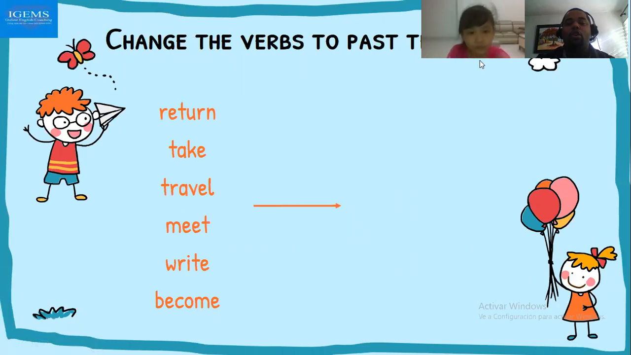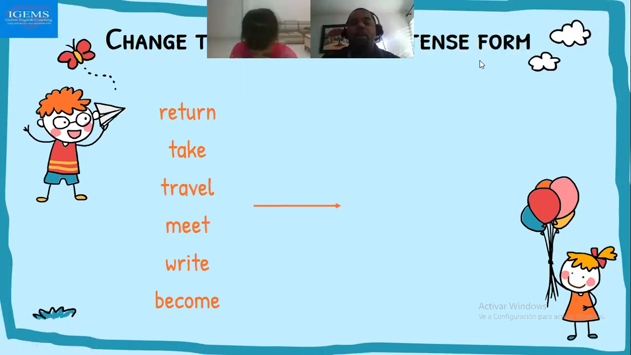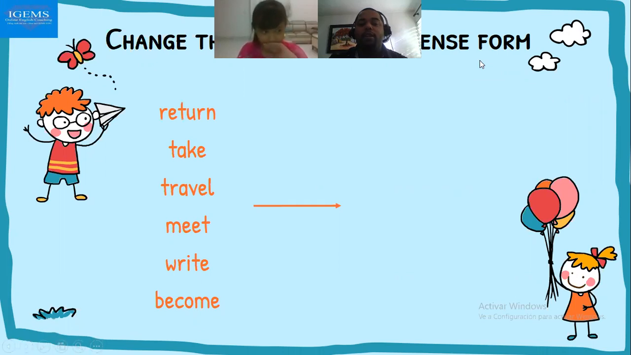Okay, so we are going to change the verbs to past tense form. So look at this. For example, you have return, but the past tense is when you add ed to this, or if a verb is irregular, then we're going to change it to irregular. So the past of take is took.